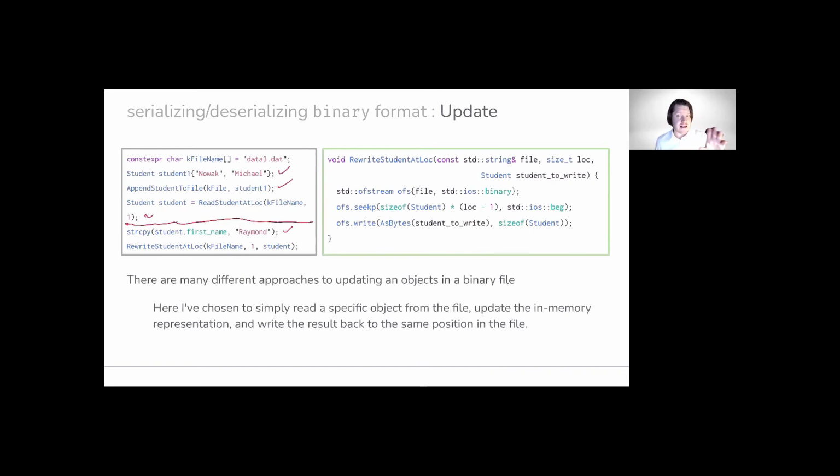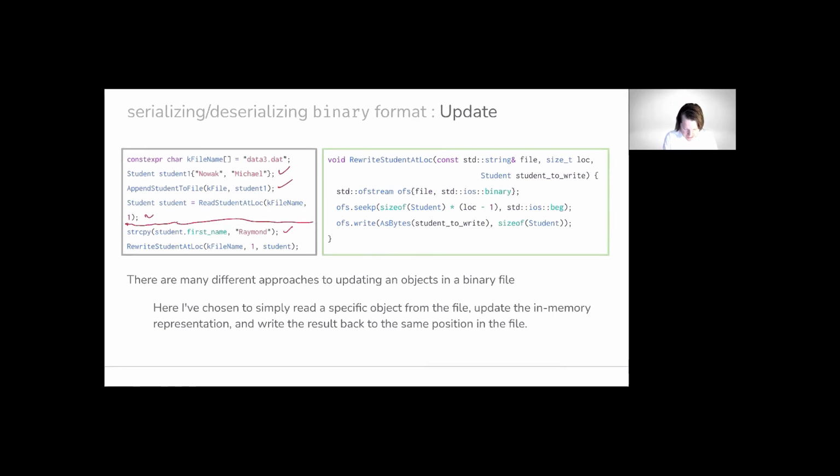I could have specified something else, and obviously I don't have any error checking here, which again, you need. But assuming one's a valid position, my rewrite student at location function will take the file that we're writing to, the location within that. Again, 1 corresponds to the first record in the file, 2 to the second, similar to the first element in an array, second element in an array, and then the object that we're writing.